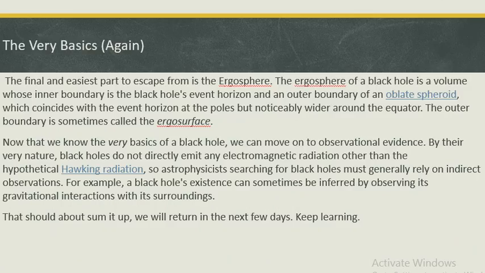Now that we know the very basics of a black hole, we can move on to observational evidence. By their very nature, black holes do not emit any electromagnetic radiation other than the hypothetical Hawking radiation. So astrophysicists searching for black holes must generally rely on indirect observations. For example, a black hole's existence can sometimes be inferred by observing its gravitational interactions with its surroundings.